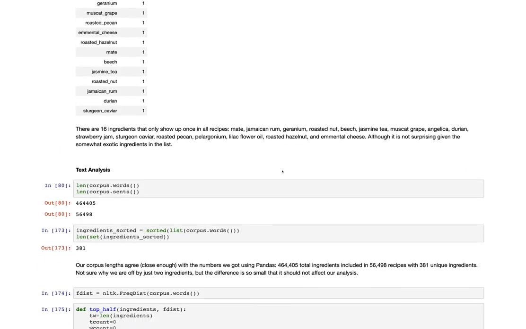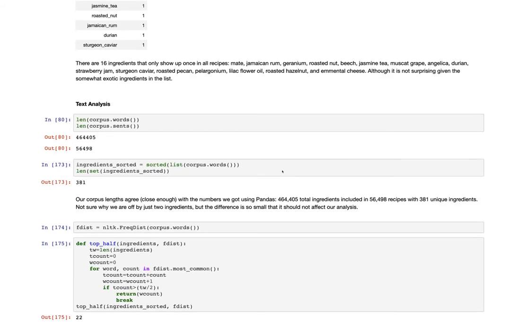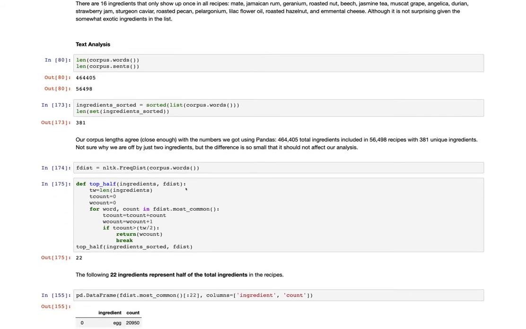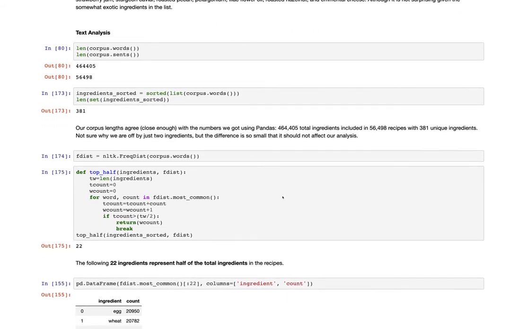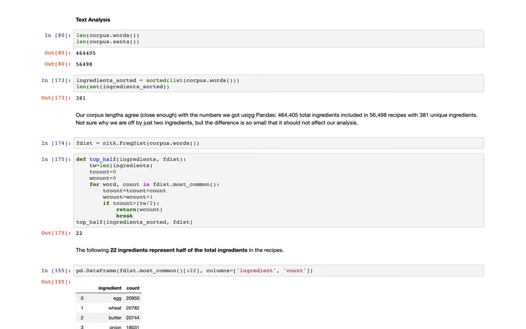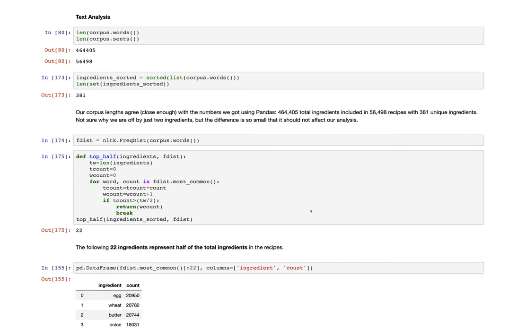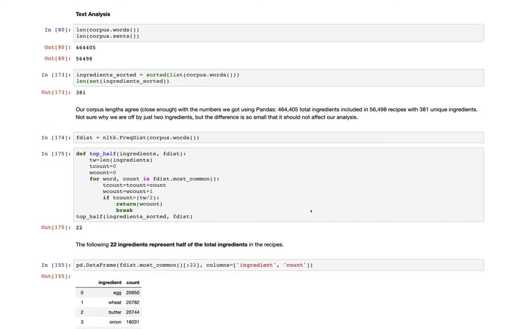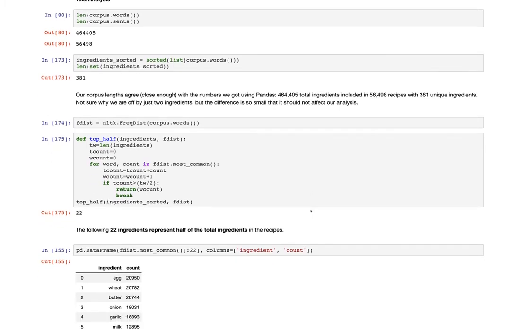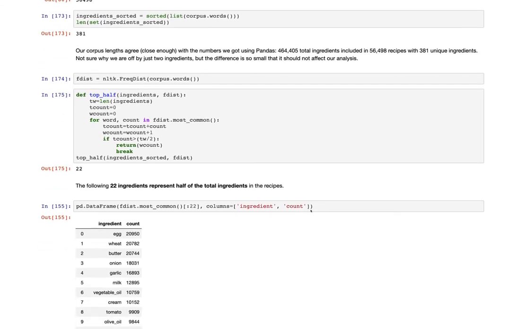So we did our text analysis, made sure our corpus agreed with the numbers that we got from pandas above, and we were off by 2, which was a little weird, but considering that was out of 464,000 ingredients, we didn't think 2 was going to really affect our analysis, so we decided not to spend time on that.